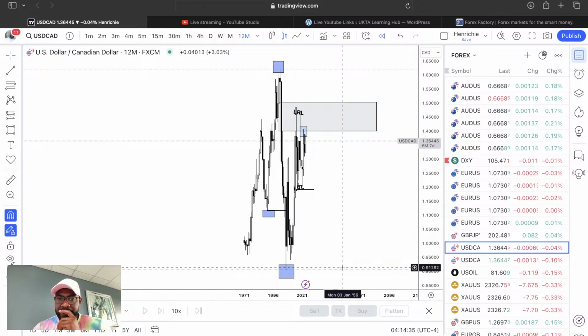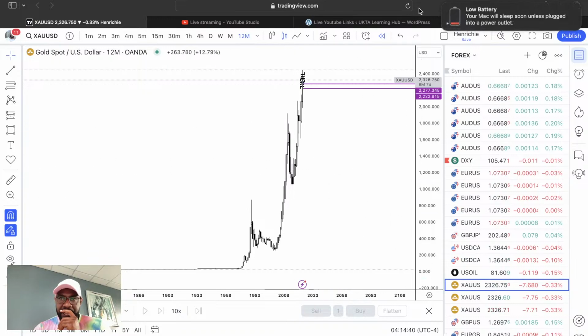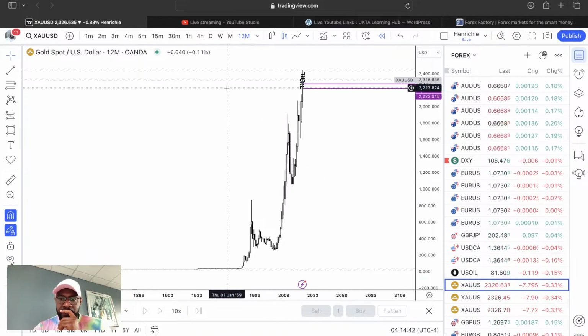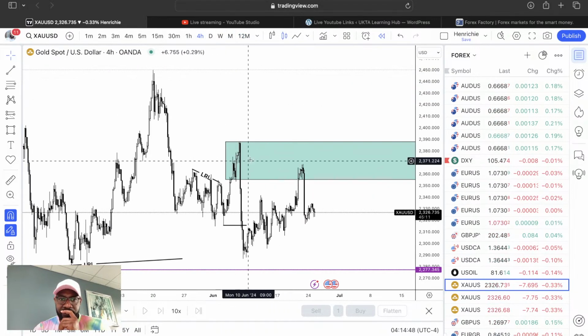So that is my analysis on USD CAD, and the next one we're going to take a look at is gold and what gold is doing. So far, my key level on gold is resting right here.